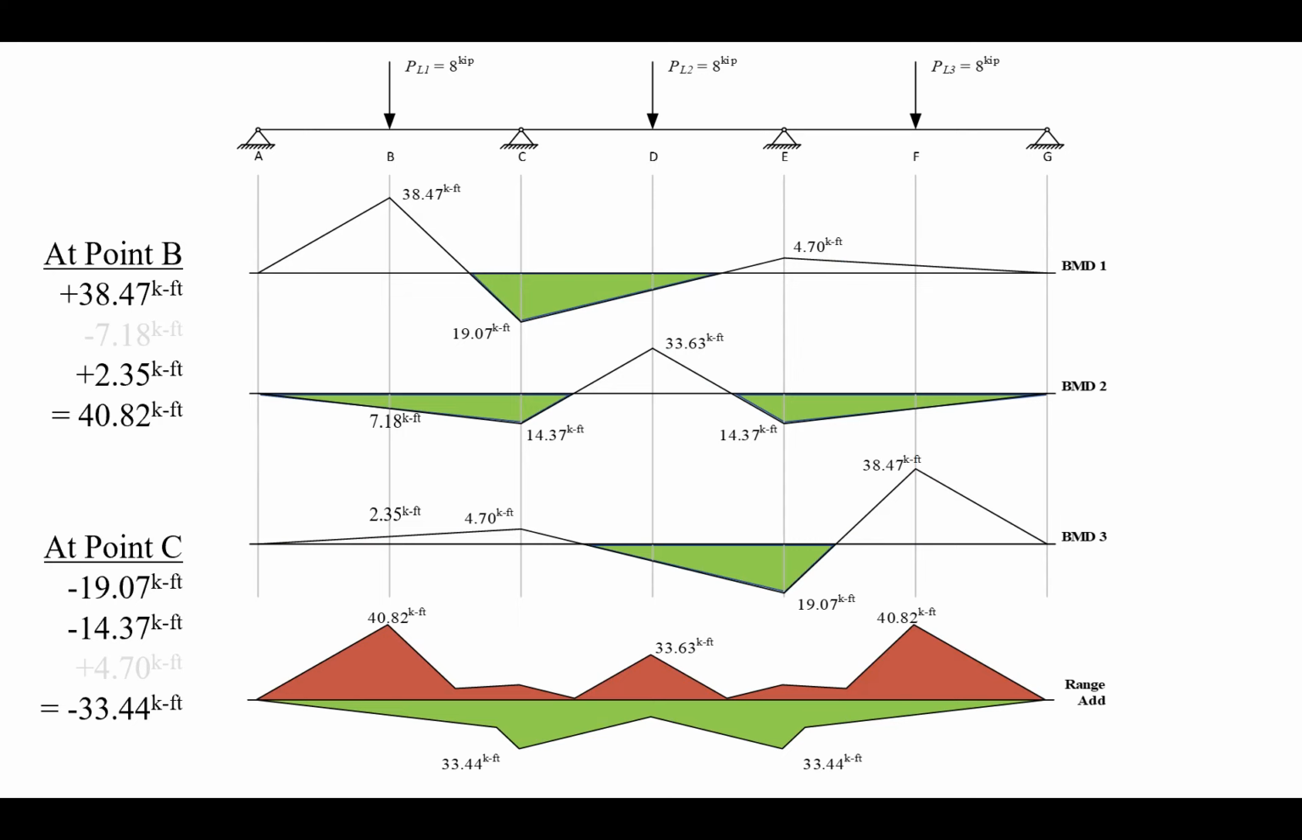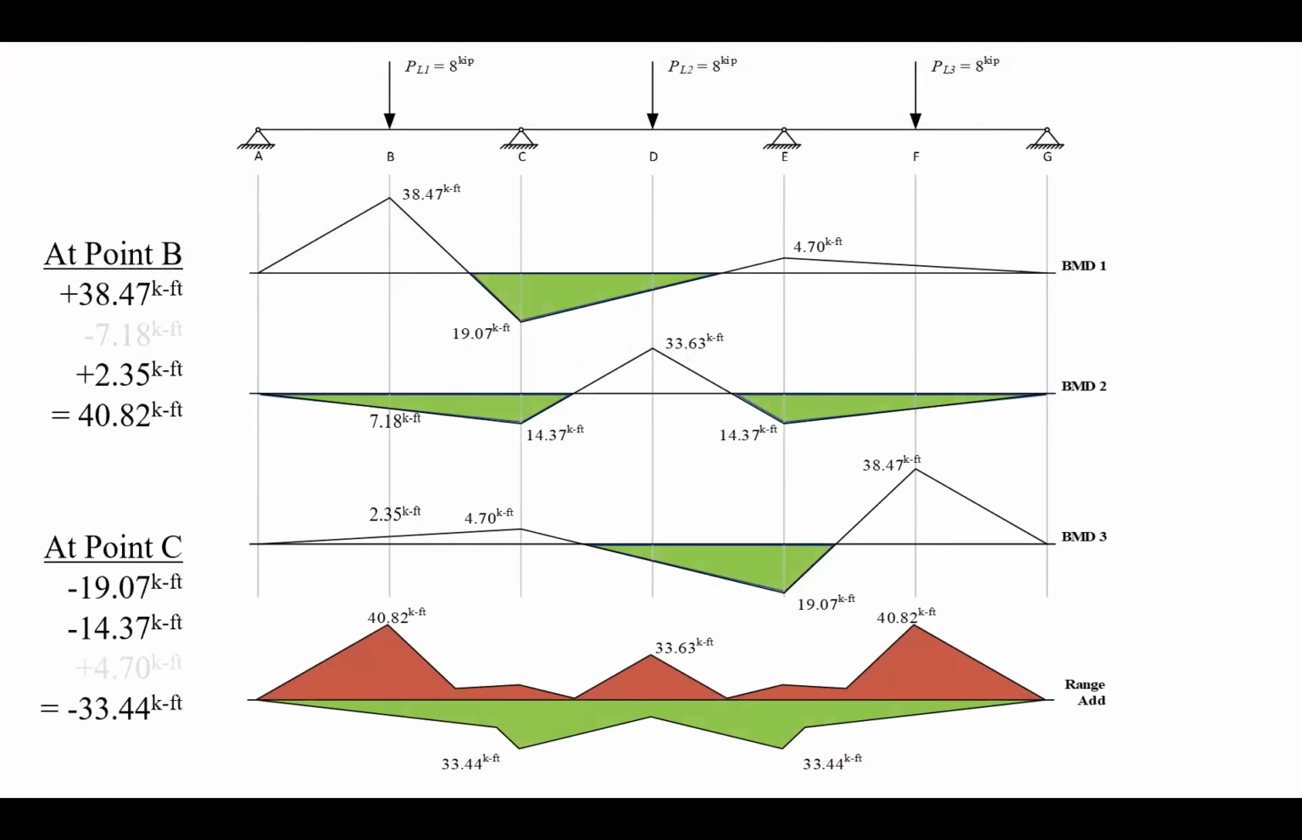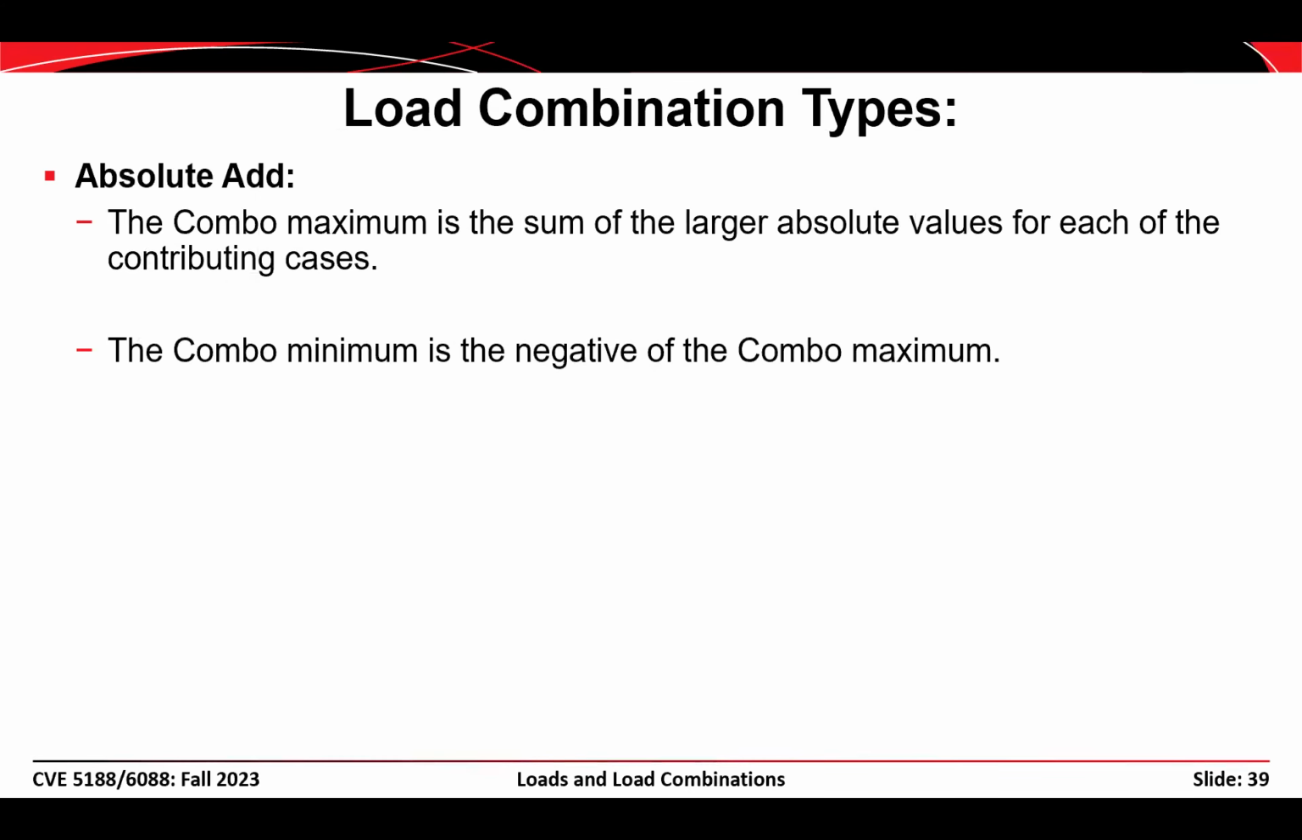And so this is very powerful when it comes to considering the possibility of transient loads not acting on the structure at any given point. All right. That being said, let's move on. We'll talk about the absolute add. This combination, I should go back one more comment. The range add also gives us multiple value output. So when we use the range add combination, we're always going to get multiple value output out of it. So you always have a maximum and a minimum at every point.